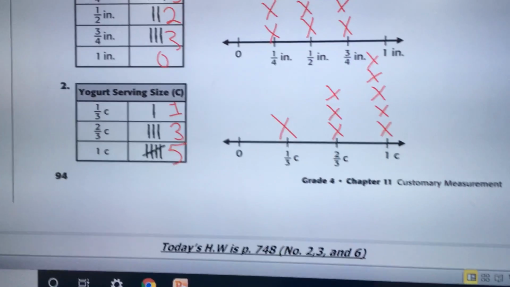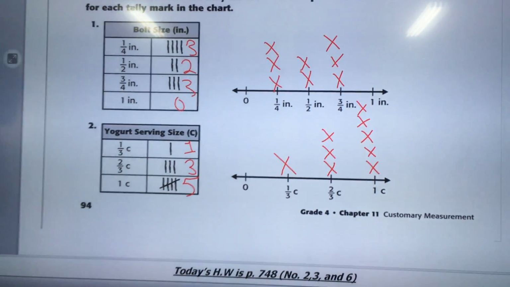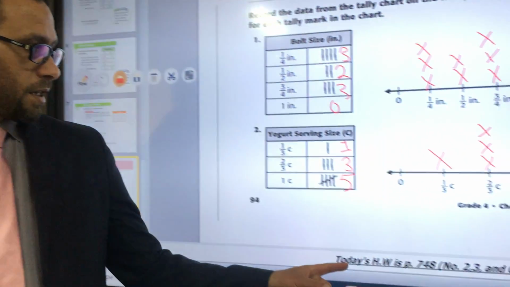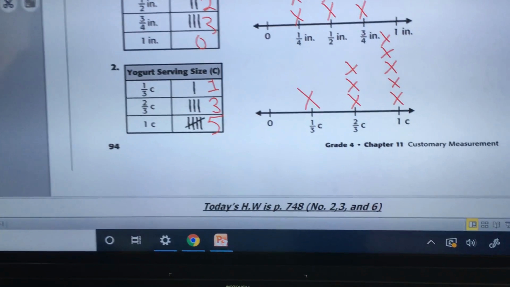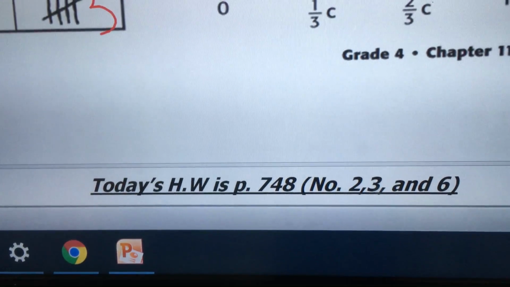Okay, is everything clear? I hope you understand the lesson. It's very easy. Your homework for today is page 748, numbers 2, 3, and 6. And this worksheet is available on the school website.